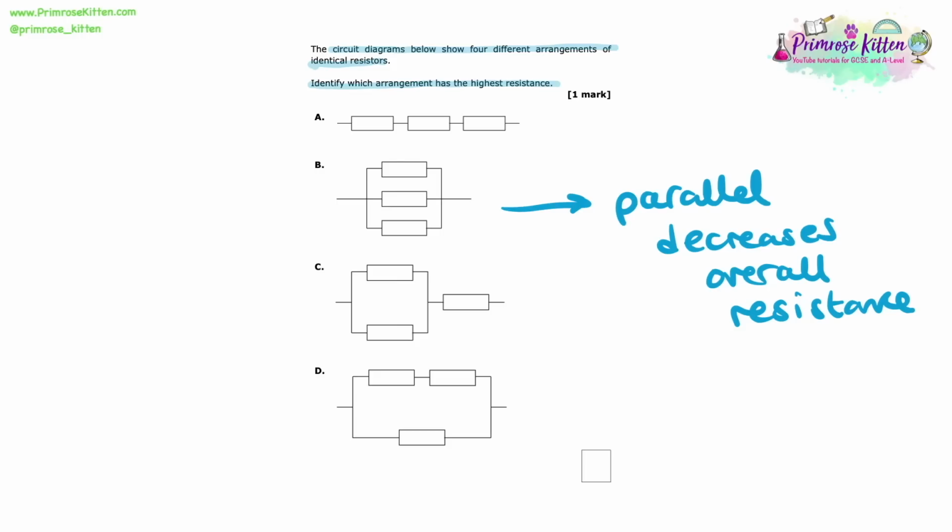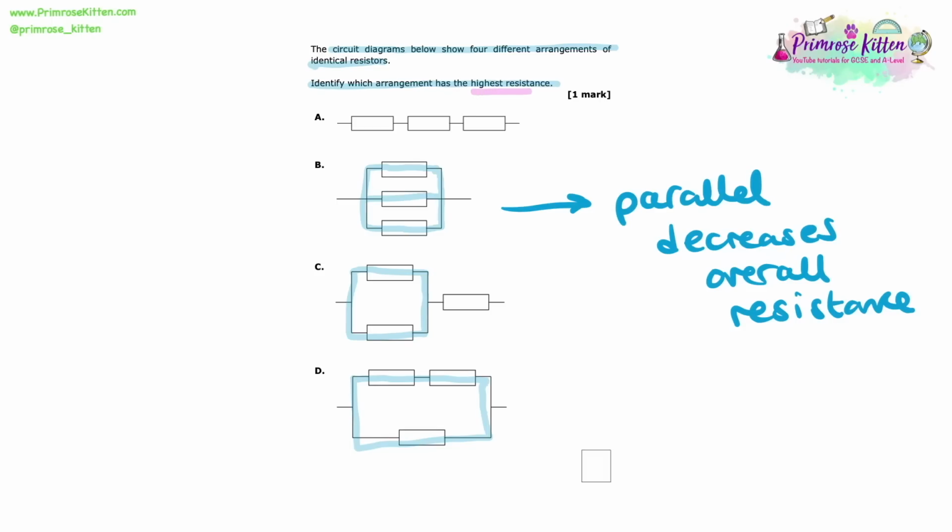Therefore, in B, C, and D, in each of these, we have parts of it that have parallel regions. In B, you can see that all of it is parallel. In C, you've got this chunk in parallel. And in D, you've got these 2 regions which are parallel.